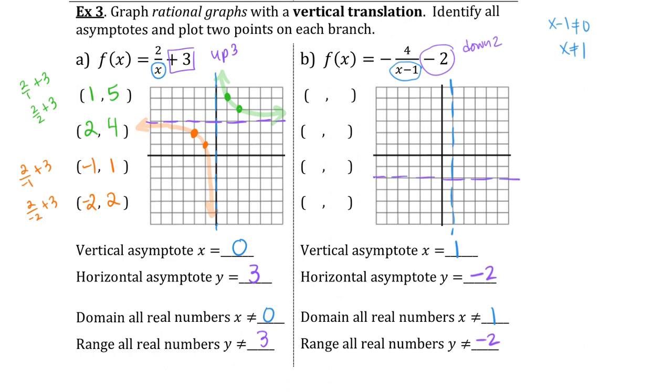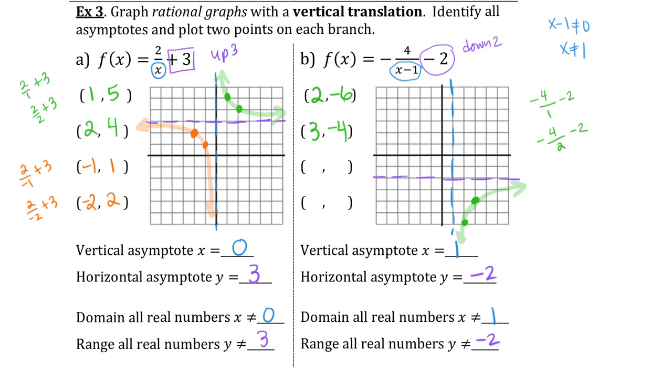Okay, let's plug in a couple points. My vertical asymptote's at 1. Let's plug in 2 and 3. Okay, so negative 4 divided by 2 minus 1 is 1, minus 2. Negative 4 minus 2, negative 6. Then 3 minus 1 is 2. Negative 2 minus 2, negative 4. So 3, negative 4. Okay, again, use your asymptotes. So it's going to go down, and it's going to level out up here eventually.